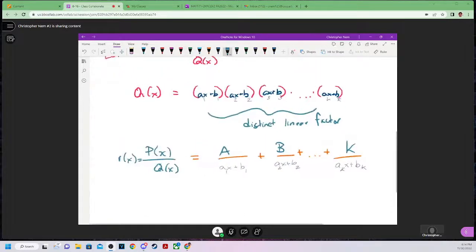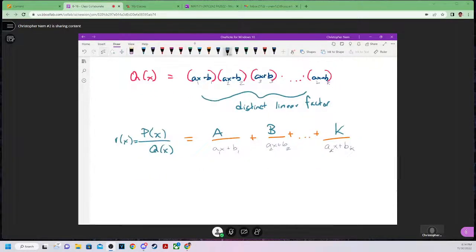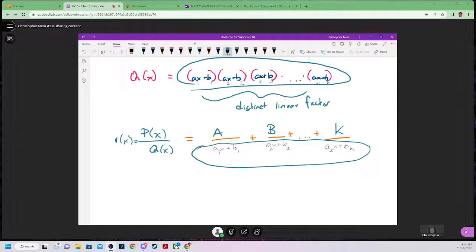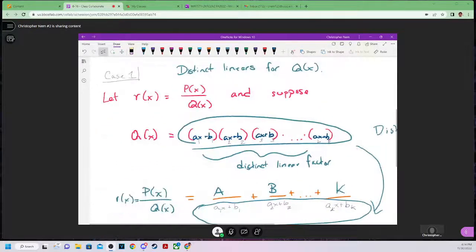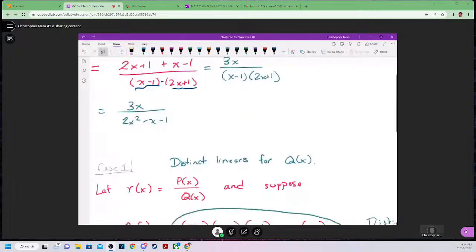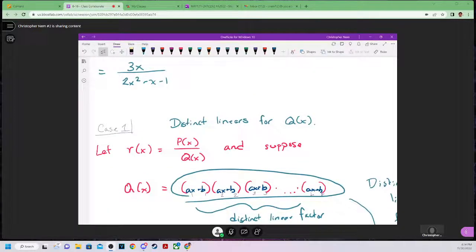So, what do you notice with this? We notice that our factors are just the denominators. Distinct linear factors. Factors are denominators. How do I know that? Well, let's look at an example real quick. The one that we've already done. This rational expression, this is r of x right here. Let's assume this is r of x.